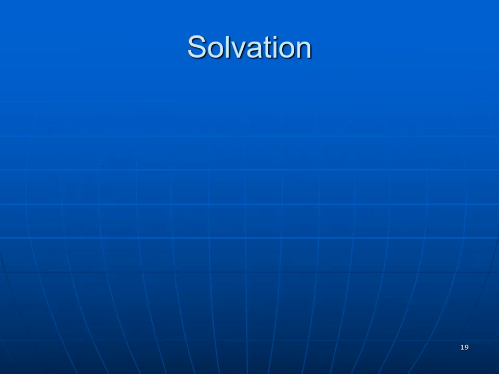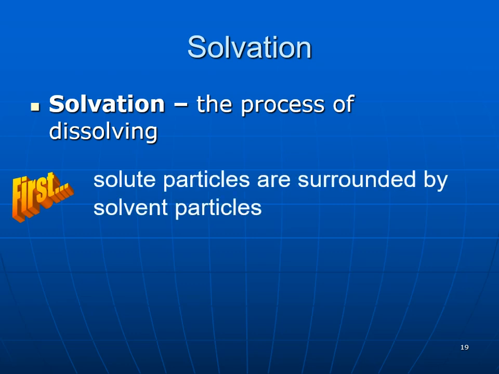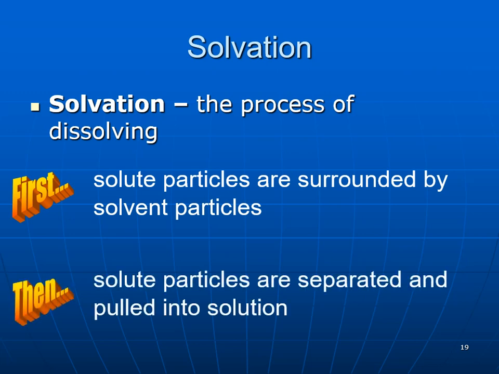So now let's talk about solvation, the process of dissolving. That's literally the definition. So first, we have solute particles that get surrounded by solvent particles. And then those solvent particles basically pull the solute particles into solution. The solvent particles get in between the particles of the solute, causing them to move into solution and dissolve. This is our process of solvation, or process of dissolving.